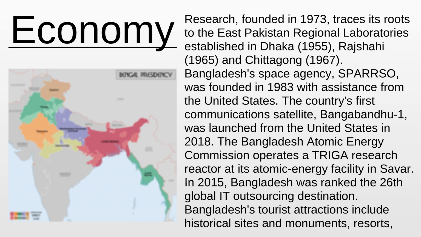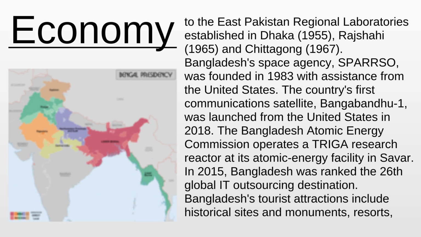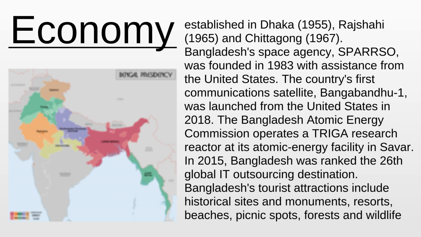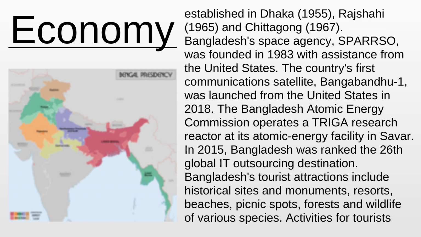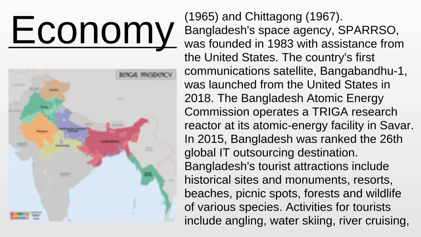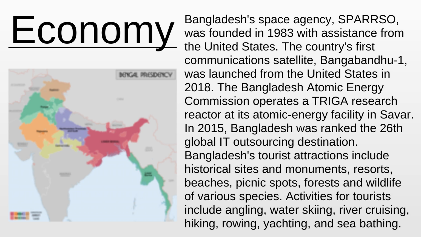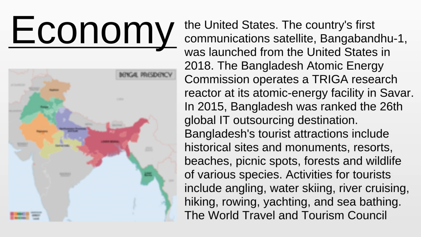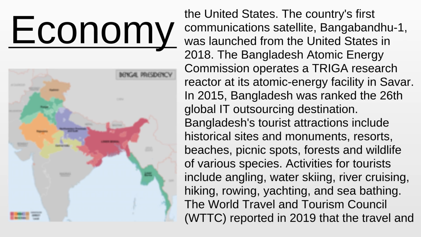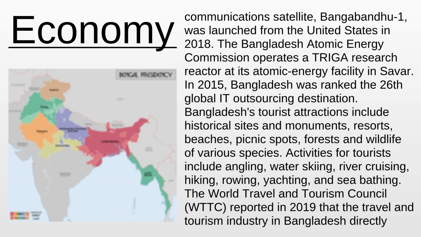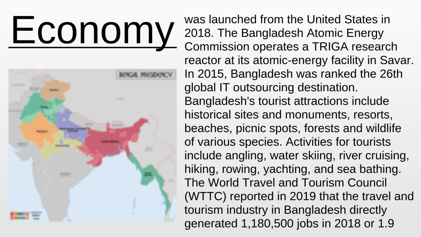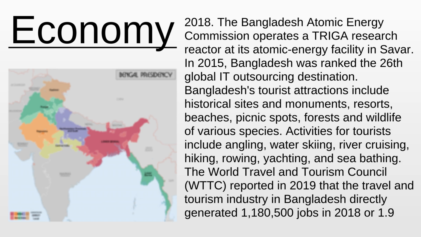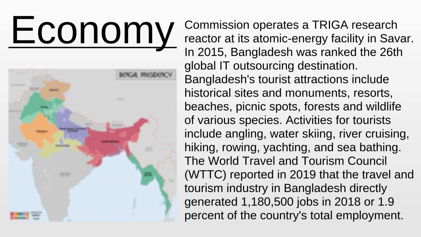Bangladesh's space agency, SPARSO, was founded in 1983 with assistance from the United States. The country's first communications satellite, Bangabandhu 1, was launched from the United States in 2018. The Bangladesh Atomic Energy Commission operates a Triga research reactor at its atomic energy facility in Savar. In 2015, Bangladesh was ranked the 26th global IT outsourcing destination.